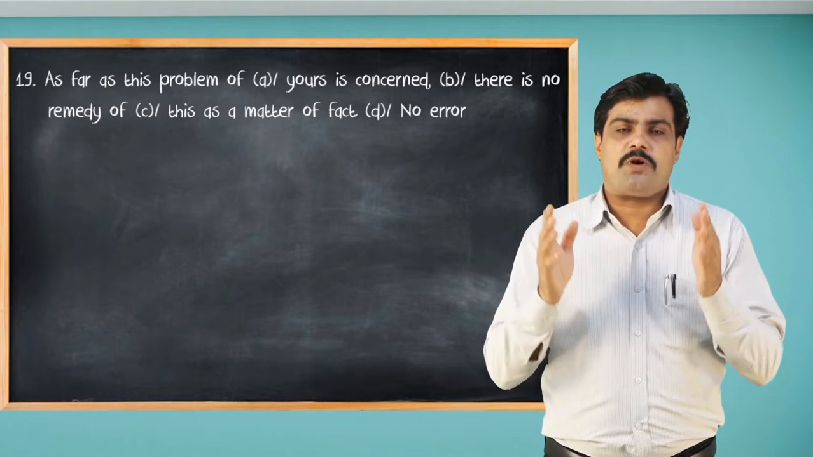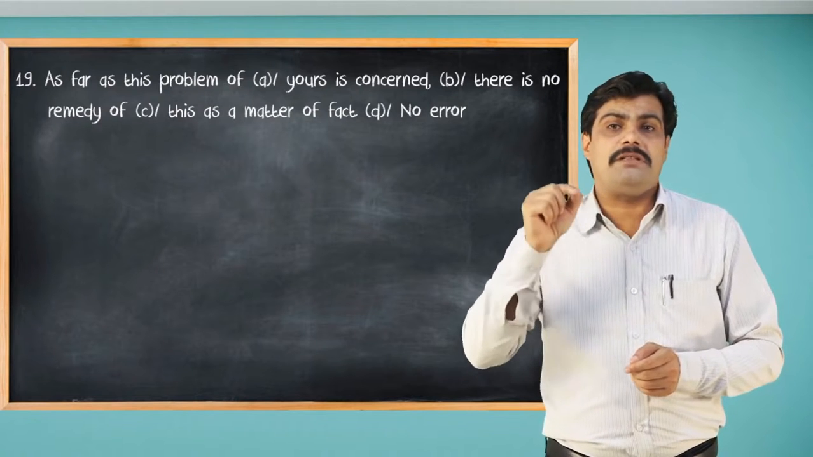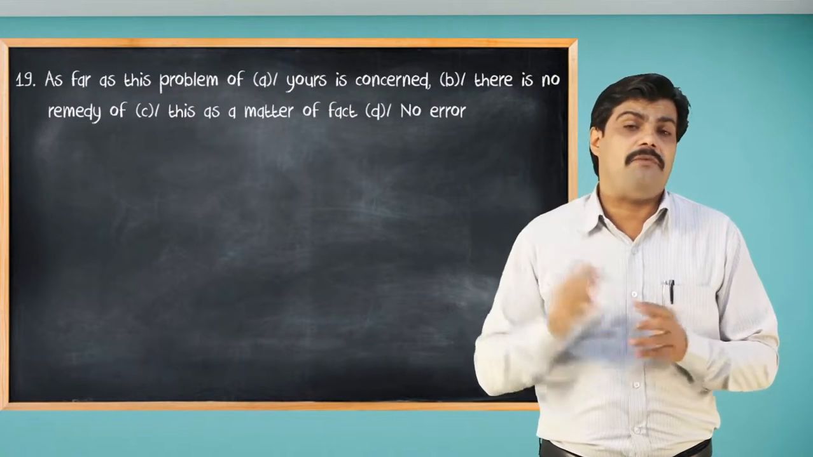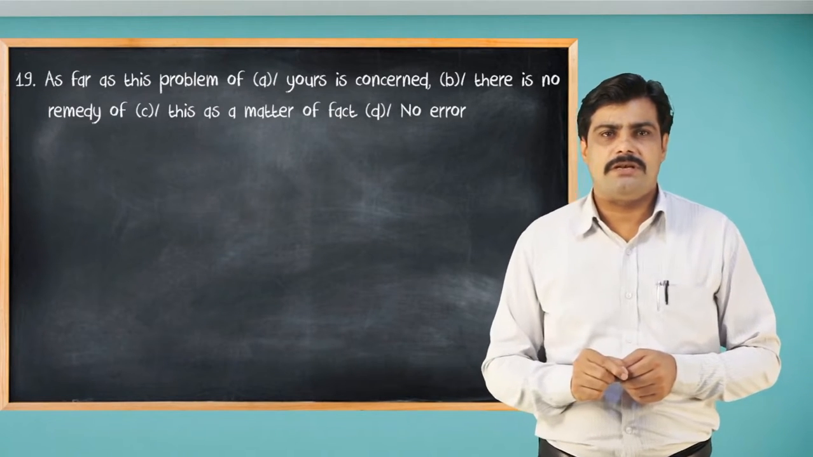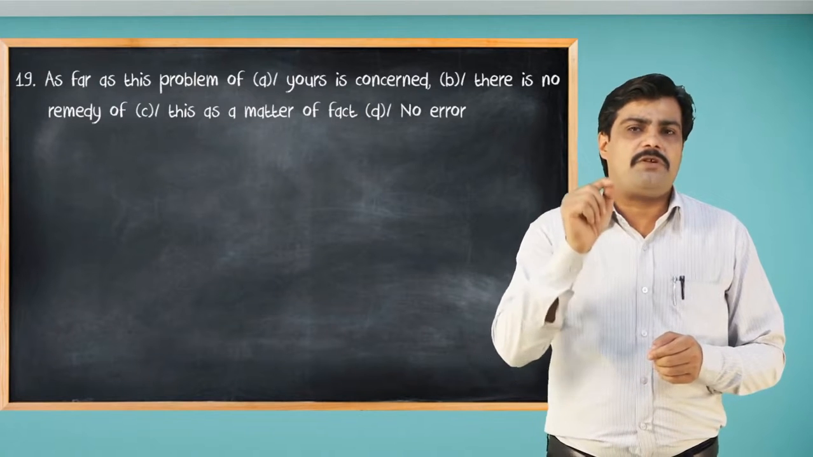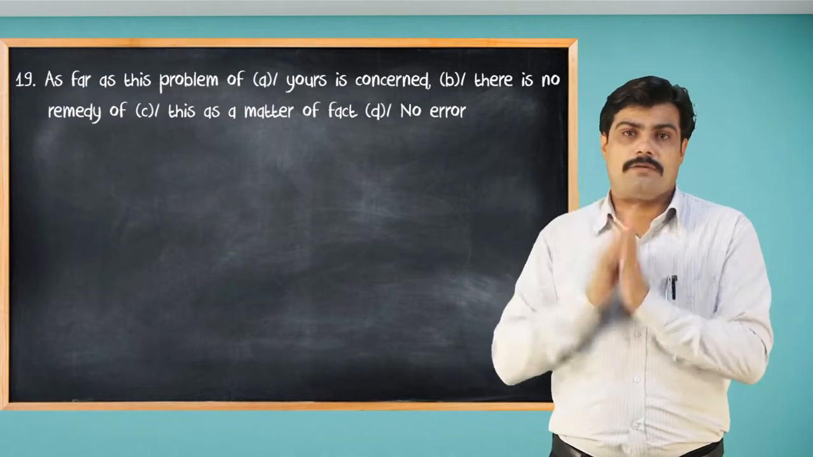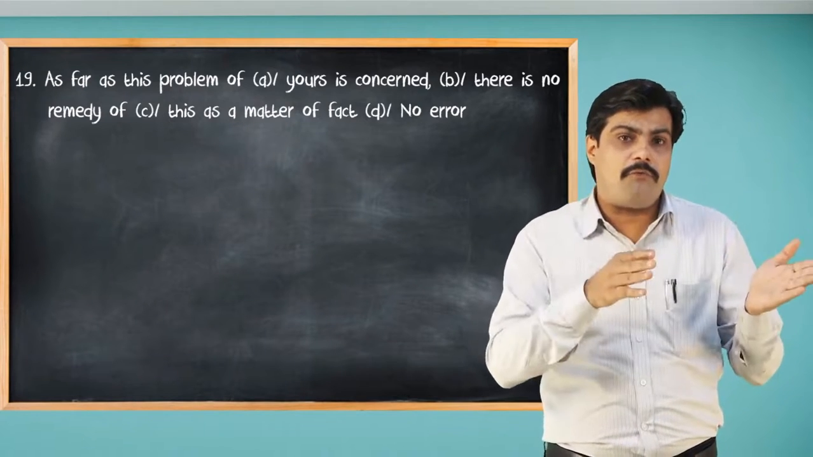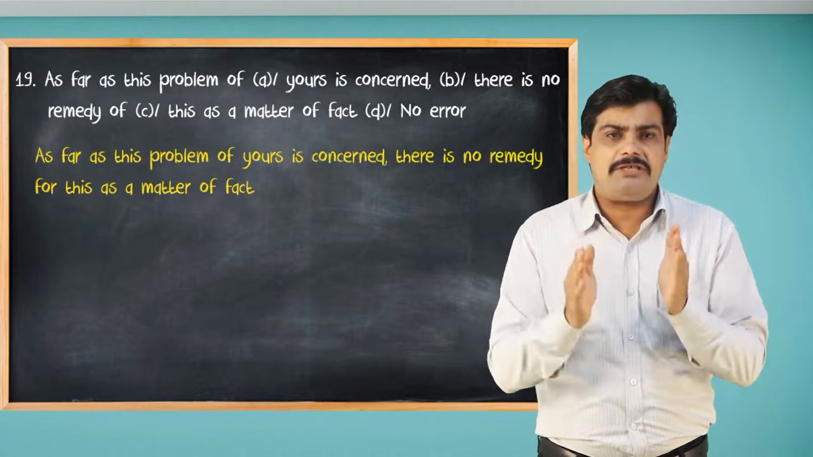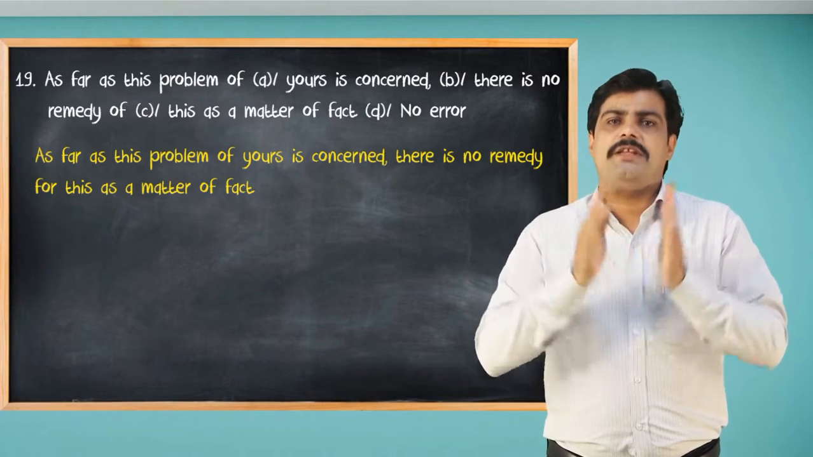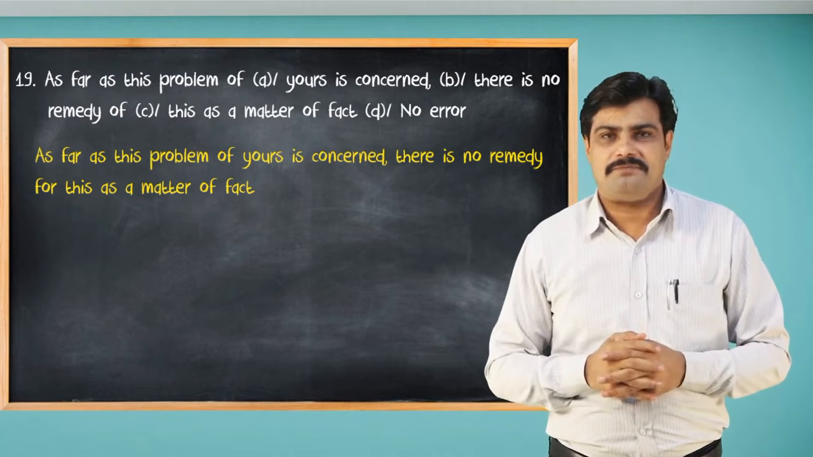Now let's see another sentence. As far as this problem of yours is concerned, there is no remedy of this. As a matter of fact. Here in this sentence, I think you might have noticed that the use of preposition of with remedy is wrong because it takes for. So replace of with for and now write this sentence: as far as this problem of yours is concerned, there is no remedy for this as a matter of fact.